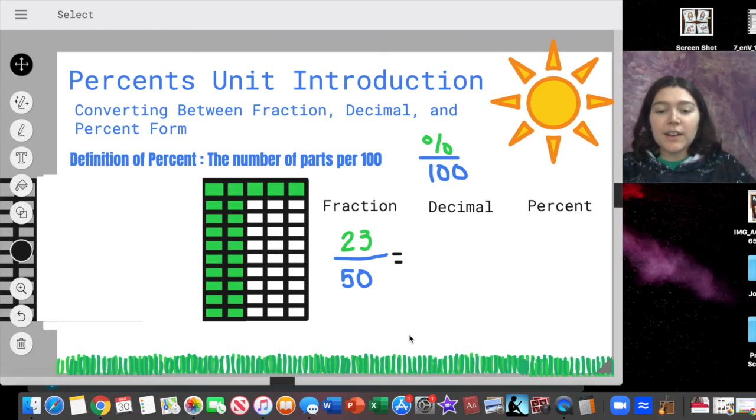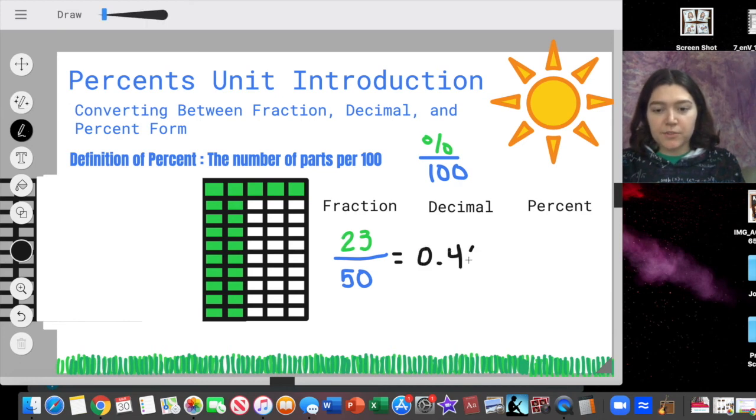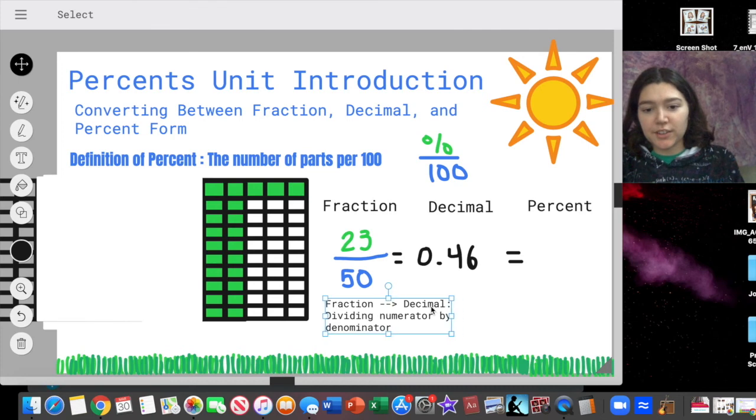So if we have a calculator, or if you want to do division by hand, we can do 23 divided by 50, and you're going to get 0.46. I did that by dividing. So fraction to decimal, we're just dividing numerator by denominator, just like what a fraction is.